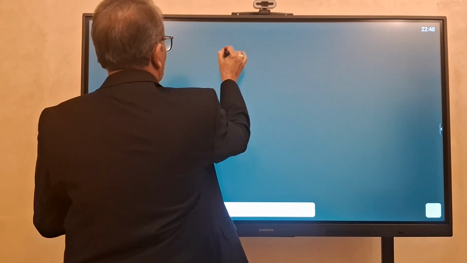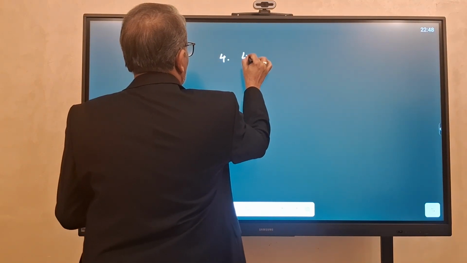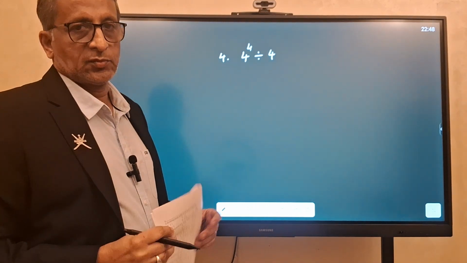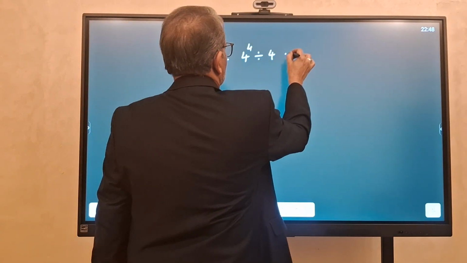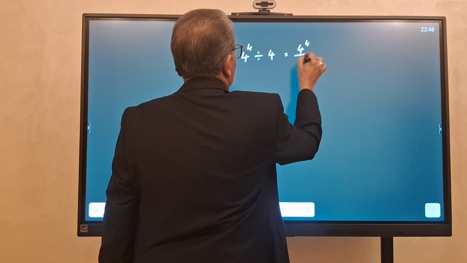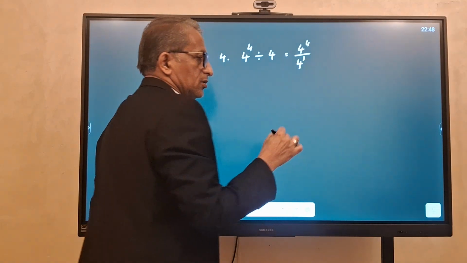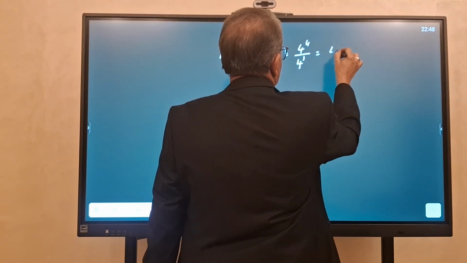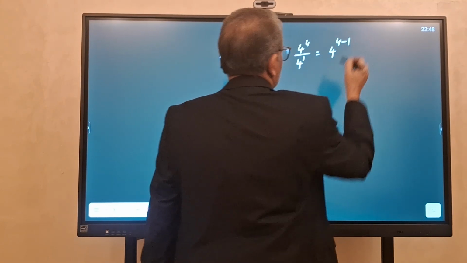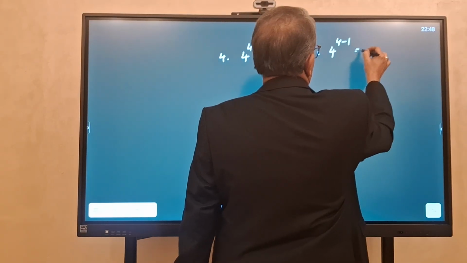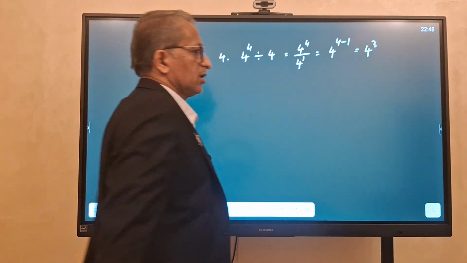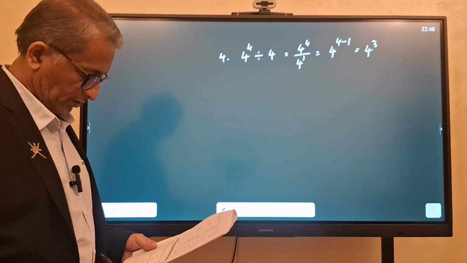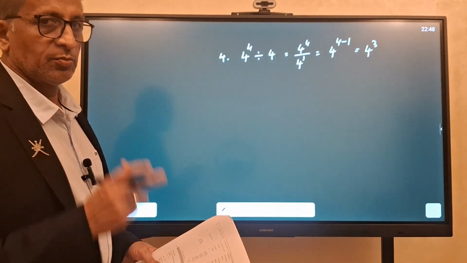Here, number 4. 4 power 4 divided by 4. How do we do this? It is 4 power 4 by 4 power 1, because when there is no power, the power is 1. So applying the second rule, 4 minus 1, that is 4 to the power 3. This is example number 4 from section 2.1. So this is law number 2.